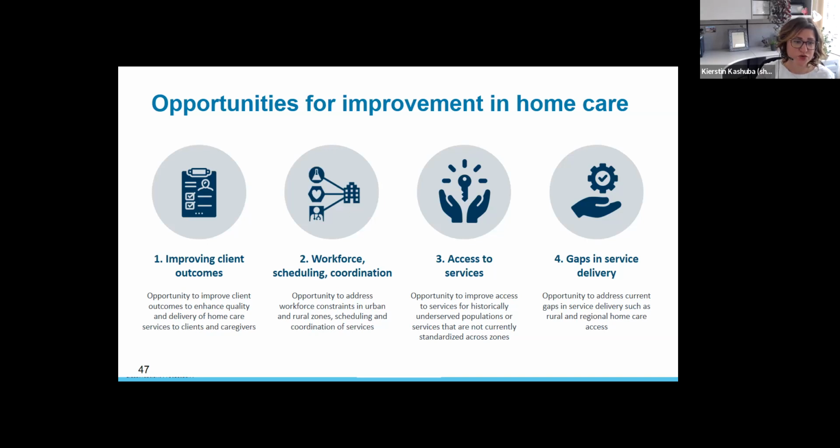There's an opportunity to address workforce constraints in urban and rural zones, scheduling and coordination of services, to improve access to services for historically underserved populations or services that are not currently standardized across zones, as well as to address current gaps in service delivery, such as rural and regional home care access. Next slide.